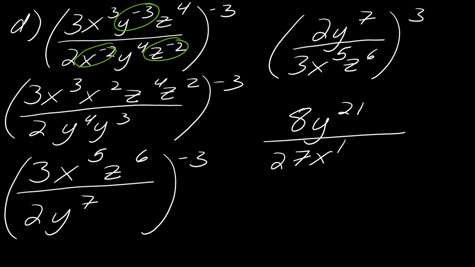This will be x to the 15th, because that's 5 times 3, and then z to the 6 times 3, that'll be 18. So there's your final answer.